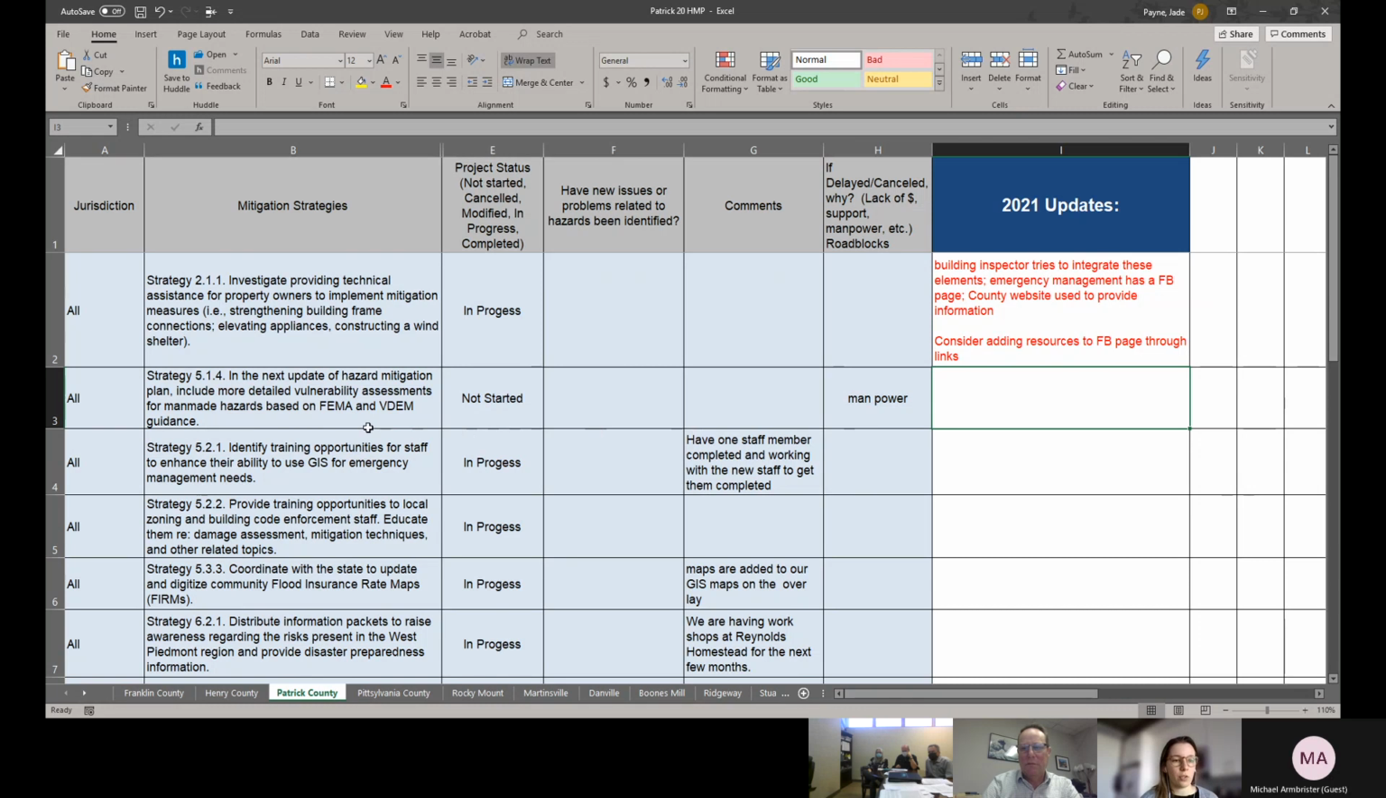Okay. So the next strategy says in the next update of the hazard mitigation plan, include more detailed vulnerability assessments for man-made hazards based on FEMA and VDEM guidance. You said this was delayed due to lack of personnel to handle it.